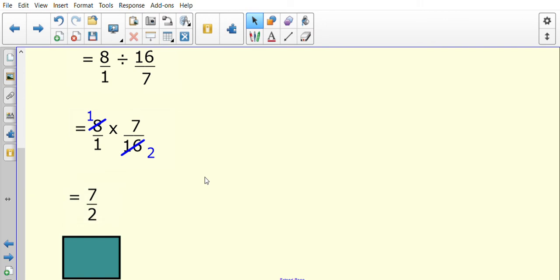Remember to change it to a mixed number. So 2 goes into 7 3 times with 1 left over. So therefore your final answer is 3 and a half.